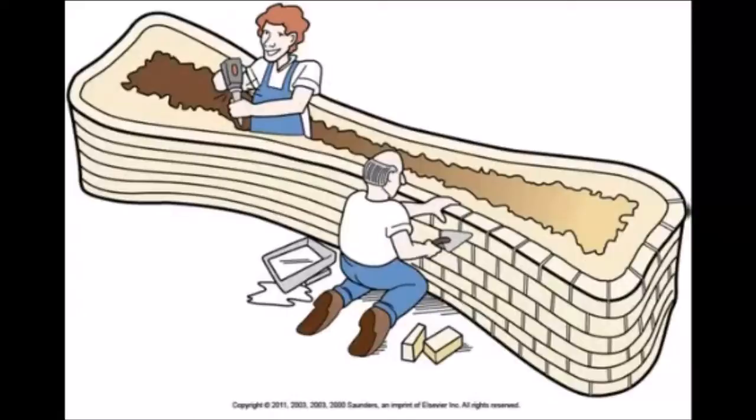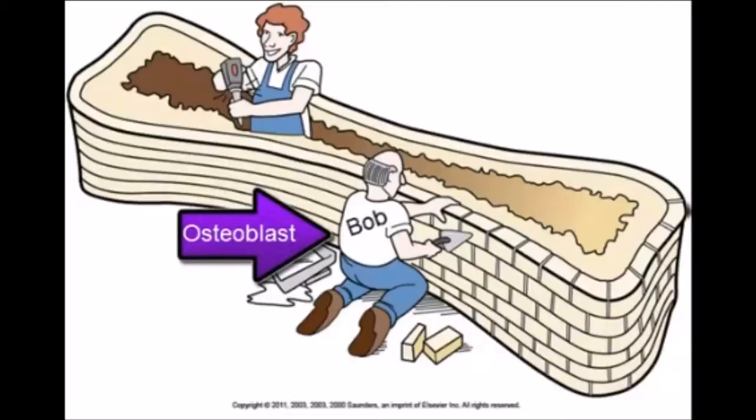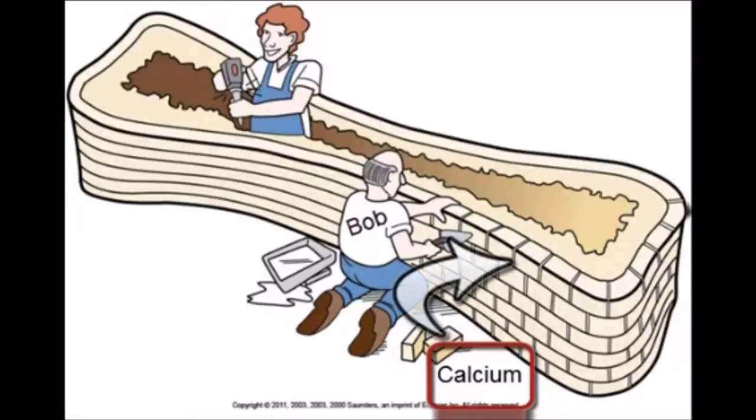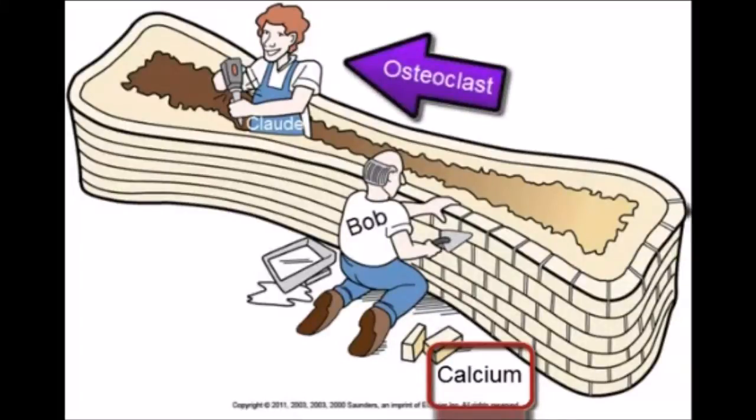Alright, so on this diagram of the two guys and the bone, the guy on the outside, building up, that's Bob the Builder. He's building new bone. He takes his bricks made out of calcium from the blood. So when Bob needs to build up the outer layers of bone, he takes calcium from the blood and puts it into the bone. The guy on the inside is Claude the carver. He is an osteoclast.